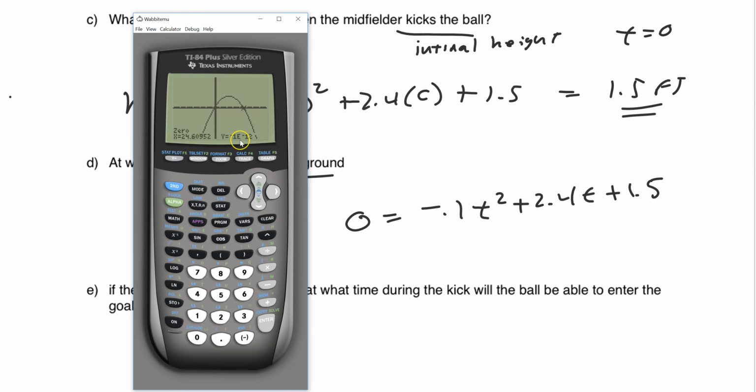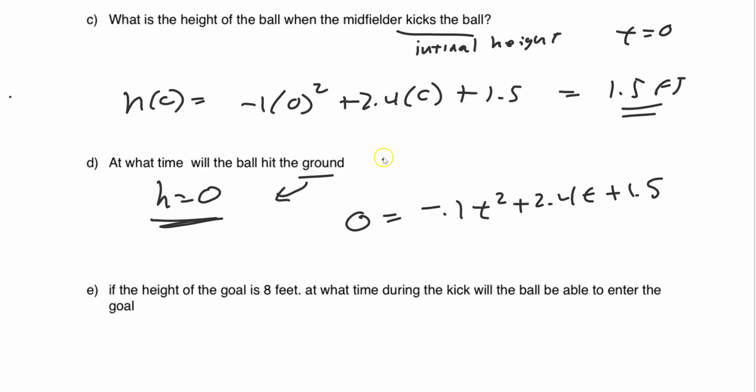So right there, by the way, see how the y value is negative 1 e to the negative 10? That's just a calculator way of saying a really small number. It's 0, essentially. So my answer here is 24.6. It takes 24.6 seconds to get back to the ground.